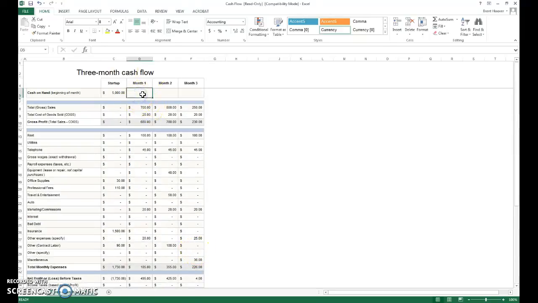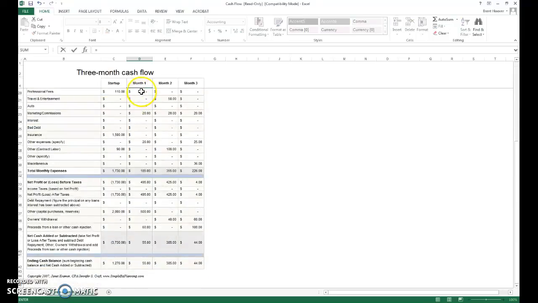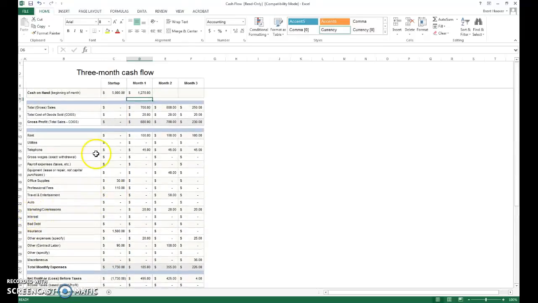Now, the final thing to do is actually take month 1. The cash balance at the beginning of a month must equal the ending cash balance of the previous period.